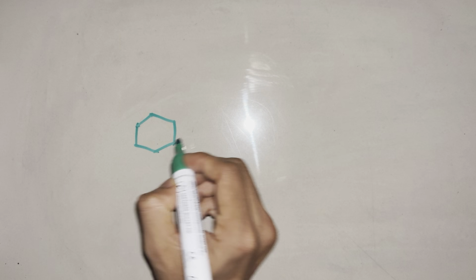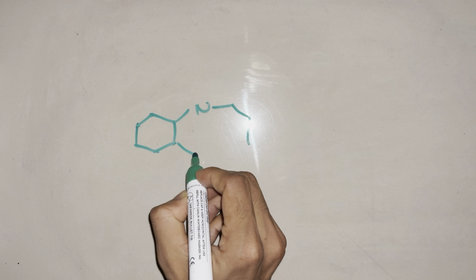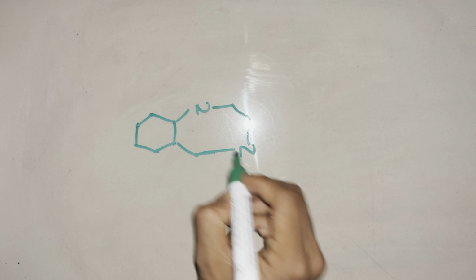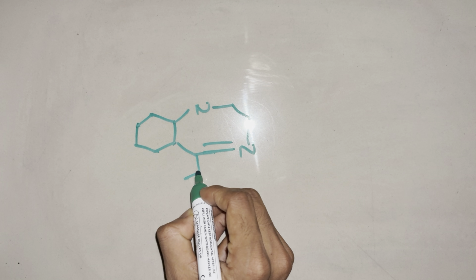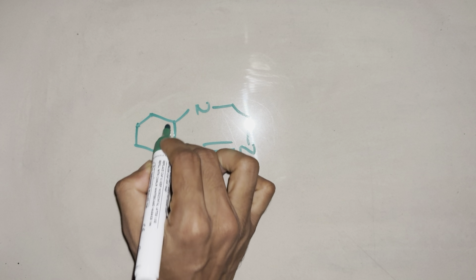So next we'll see about the structure and their IUPAC name of the different classes of benzodiazepines. So this is the structure of benzodiazepine. This is connected with nitrogen. Here one double bond will be there. This will be connected with another benzene ring.